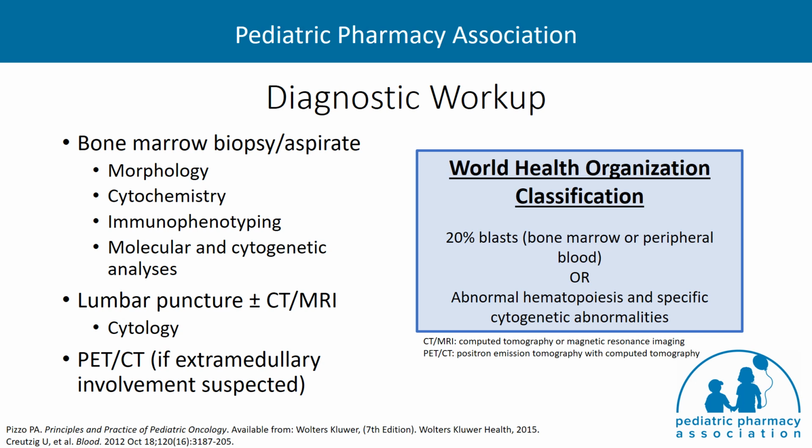In addition to the bone marrow studies, a lumbar puncture to evaluate for CNS disease, plus or minus a CT or MRI, are typically recommended, given that the CNS is a sanctuary site for acute leukemias. So of your lumbar puncture CSF sample, cytology is run on that sample to analyze for potential leukemia in that area. And then lastly, a PET or CT is performed if extramedullary involvement is suspected.